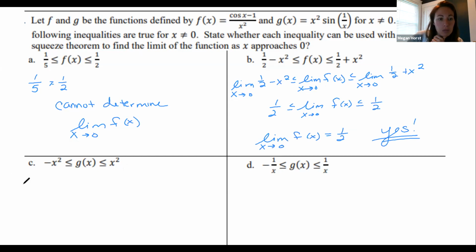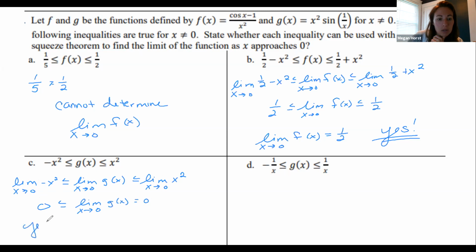For the next one, we again can sub in those limits, analyze as x approaches 0 for some g of x. If I were to substitute 0 in here, I would get that this function is living between 0 and 0. And so this would also be a yes. And the limit as x goes to 0 of g of x would be equal to 0.